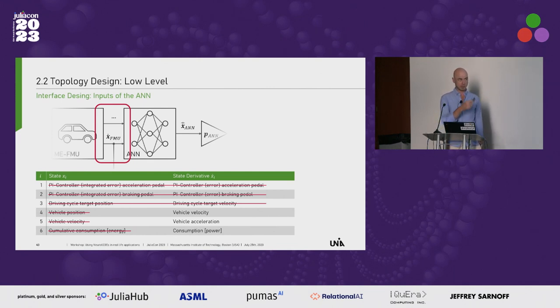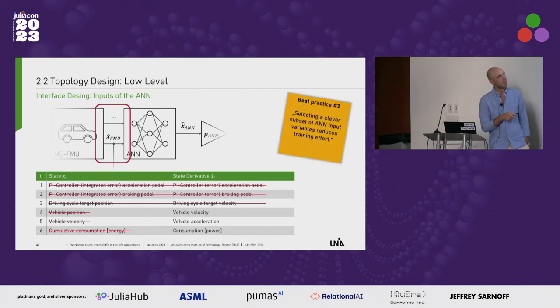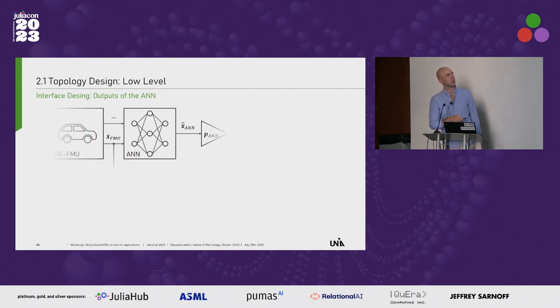So you can consider that as the modeling engineer's part in hybrid modeling: doing some clever decisions that improve your training performance. Selecting a clever subset of ANN input variables reduces training effort drastically. So these are the inputs for our artificial neural network. What should the ANN change? So what are the outputs of the ANN?